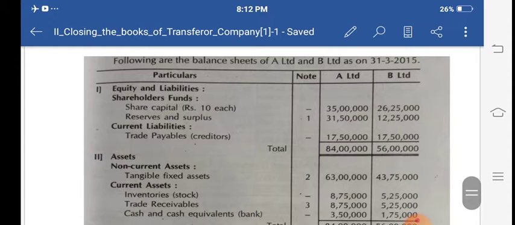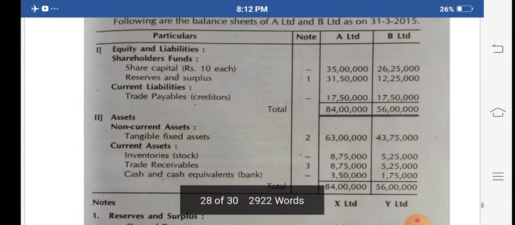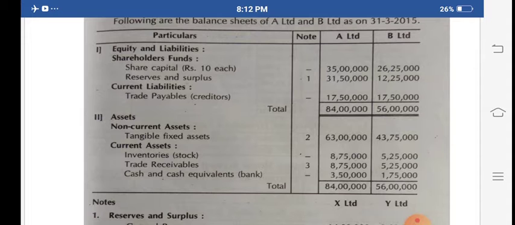Following are the balance sheets of A Limited and B Limited as on 31st March 2015. The balance sheets of A Limited as well as B Limited are given. The total liabilities of A Limited are 84 lakh, and of B Limited 56 lakh. The share capital of A Limited is 35 lakh, and of B Limited 26 lakh 25,000. Reserve and surplus is given as 31 lakh 50,000 and 12 lakh 25,000.